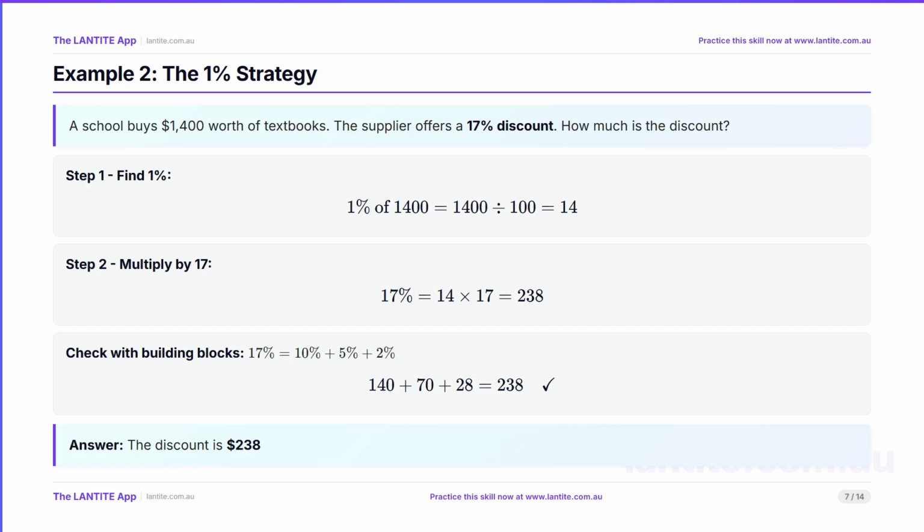Let's apply the 1% strategy. A school buys $1,400 worth of textbooks, and the supplier offers a 17% discount. How much is the discount? Step 1. Find 1% of 1,400. Divide by 100 to get 14. Step 2. Multiply 14 by 17 to get 238. We can double-check using building blocks. 10% is 140, 5% is 70, and 2% is 28. Add them up. 140 plus 70 plus 28 equals 238. The discount is $238.